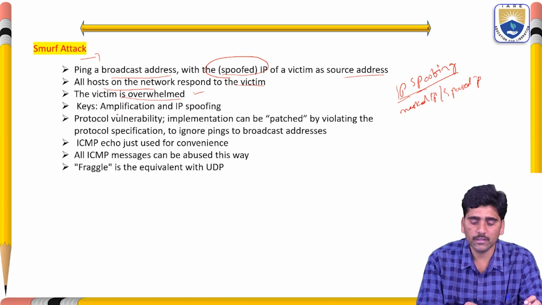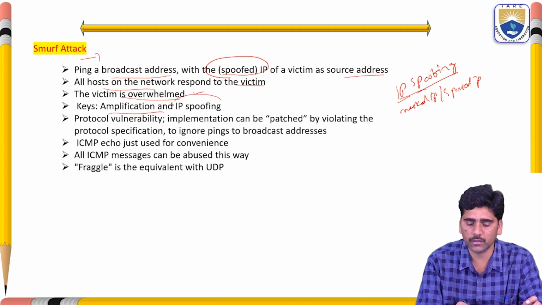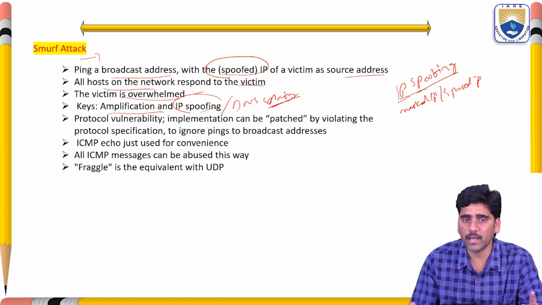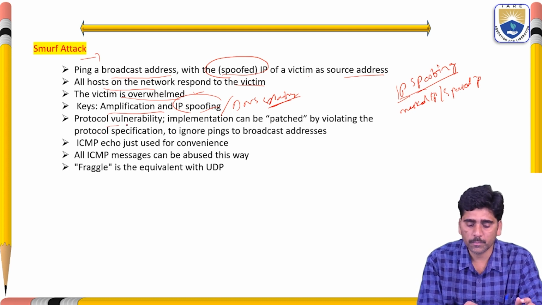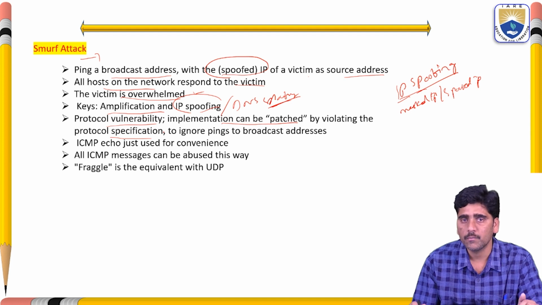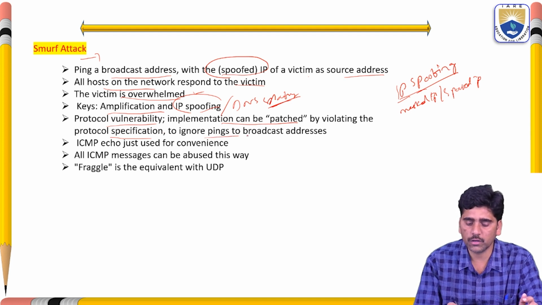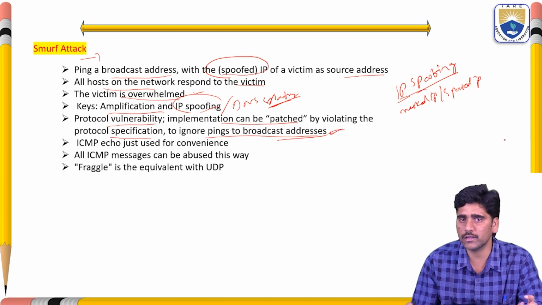And here the attackers can use amplification and IP spoofing, as well as DNS spoofing also. So IP spoofing and DNS spoofing are the types of Smurf attacks targeting the network system with the help of a masked IP or spoofed IP, or else a masked domain or spoofed domain. Here the protocol vulnerability and implementation can be patched by violating the protocol specification, to ignore pings to broadcast addresses, to ignore all the broadcast addresses, we use this one.